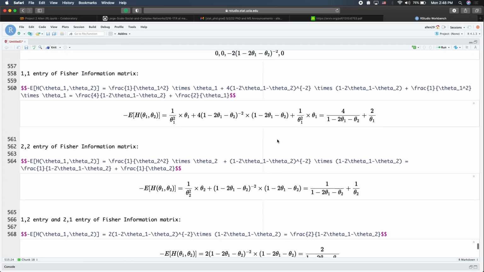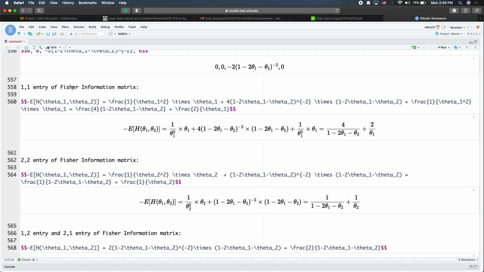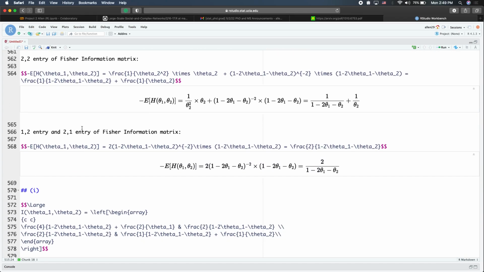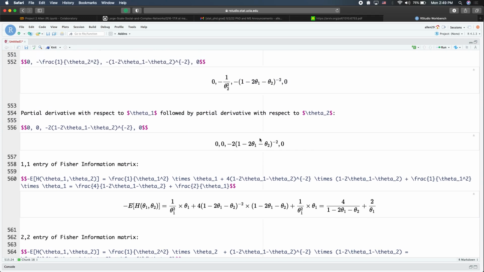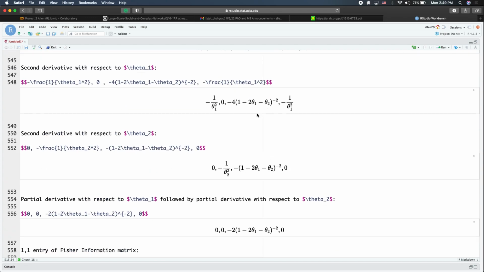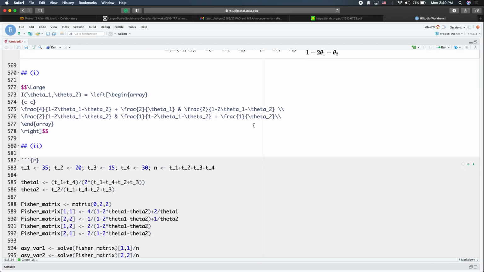Now to construct the Fisher information matrix, we need to calculate the 1,1 entry and the 2,2 entry. The 1,2 entry and the 2,1 entry are the same. You need to construct the four elements from the partial derivatives here. Once you have that, your diagonal elements will be the variances for your parameters theta 1 and theta 2. Then take the square root of the diagonal elements and use that as your standard deviation to construct the confidence interval.